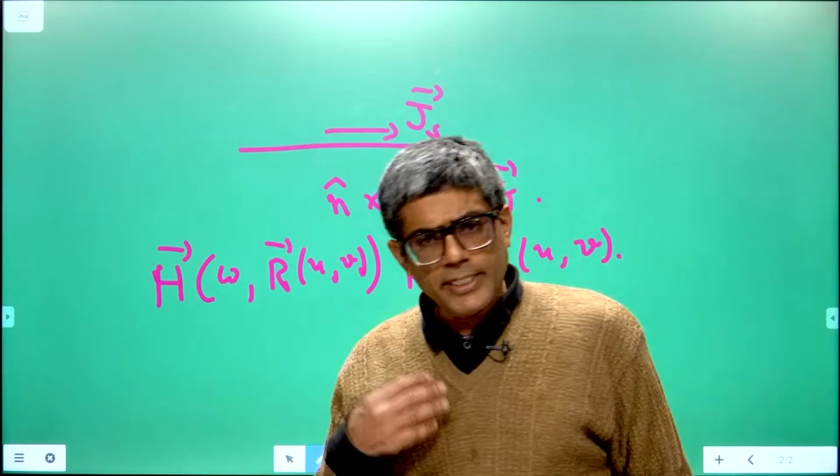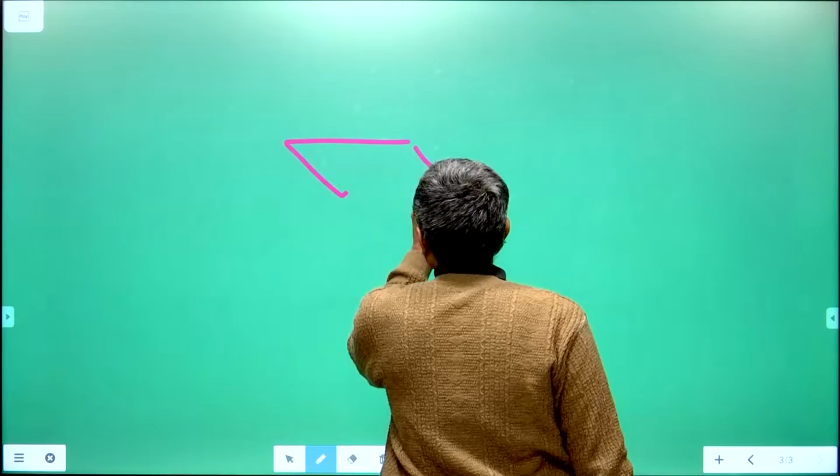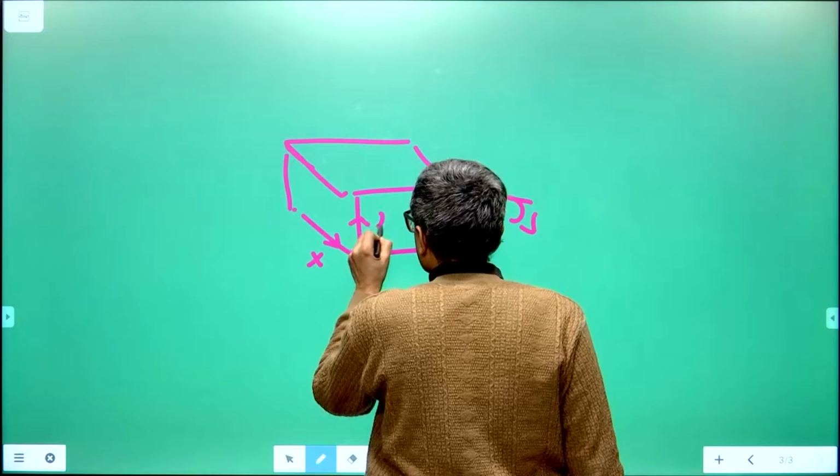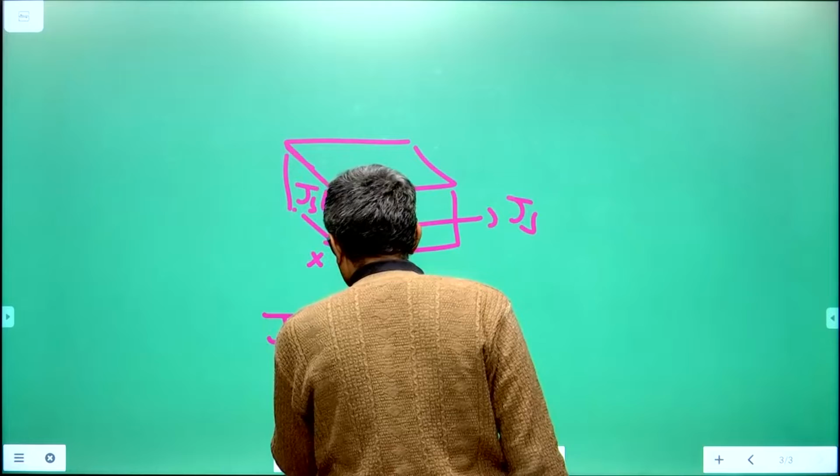So, that is what we do in the case of a waveguide or a cavity resonator. You take a cavity resonator, for example a rectangular cavity resonator RDRA, and you compute on any given surface J S as a function of, let us say you compute on this surface, this is the x direction, this is the z direction. So, you compute J S as a function of x and z. Then what do you do? You take J S as a function of x and z. How do you compute it?